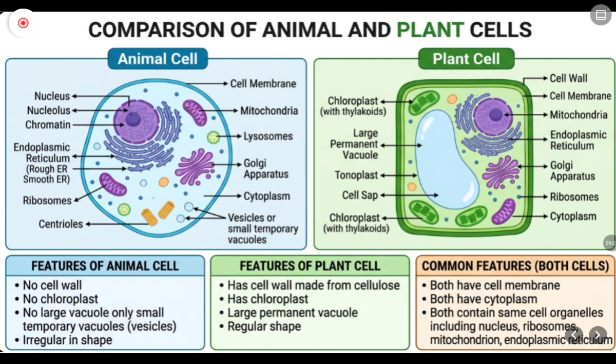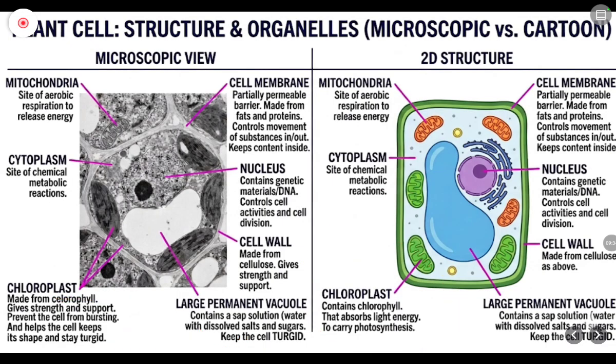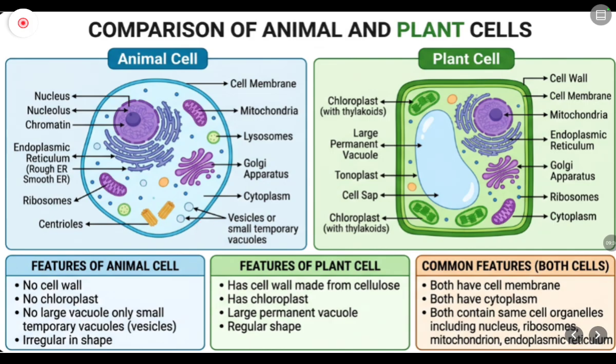So these small vesicles, we can say that they are temporary vacuoles, but not compared to that large permanent vacuole. And this is irregular in shape. The animal cell is always irregular in shape, sometimes circular, sometimes oval, but it does not have a structured or rigid format, compared to the plant cell, which is always rectangular in shape.